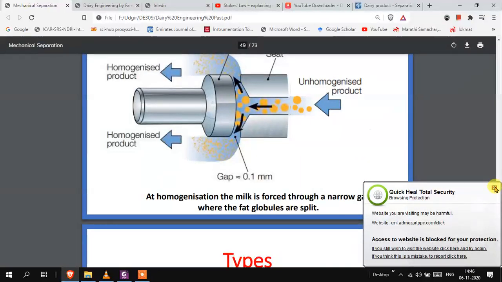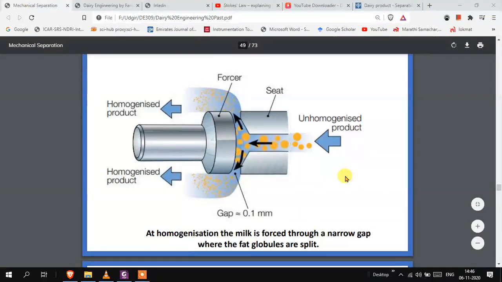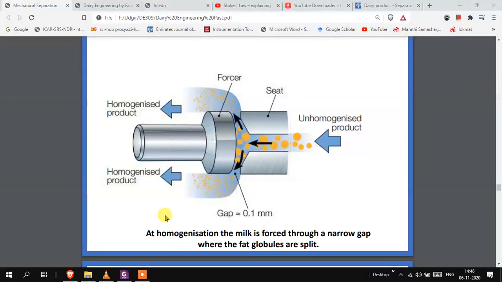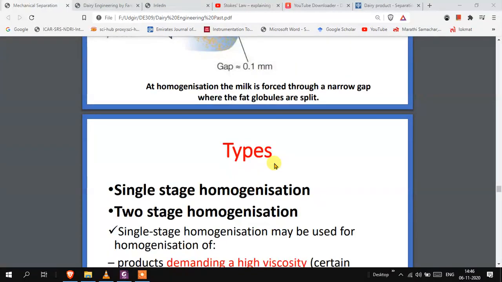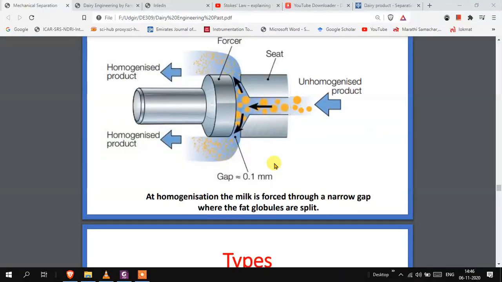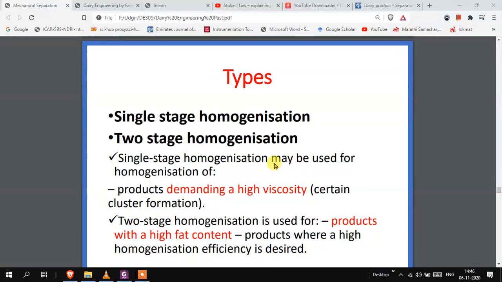This is a theory of working of homogenization, how actually homogenization works. So at homogenization the milk is forced through a narrow gap where the fat globules are split. So there are two types of homogenization, that is single stage homogenization and a two stage homogenization.